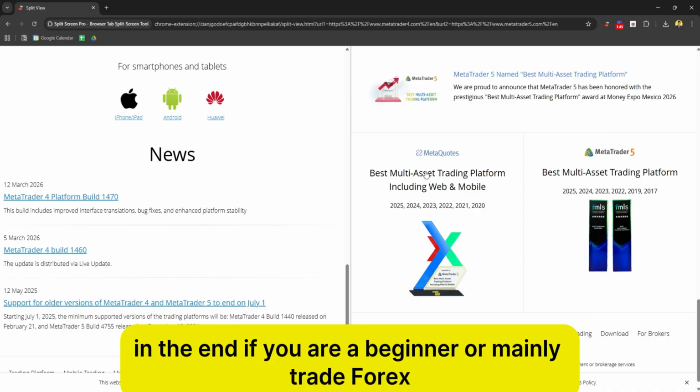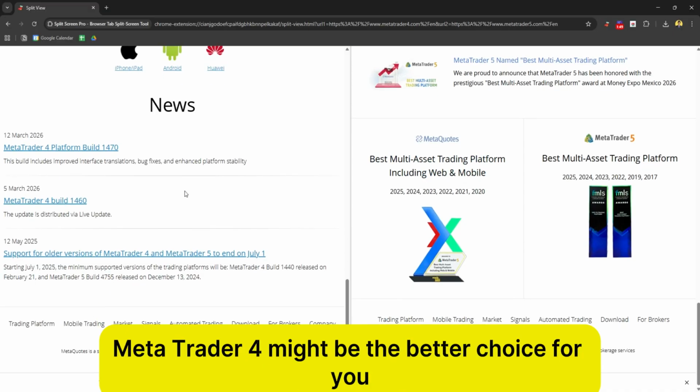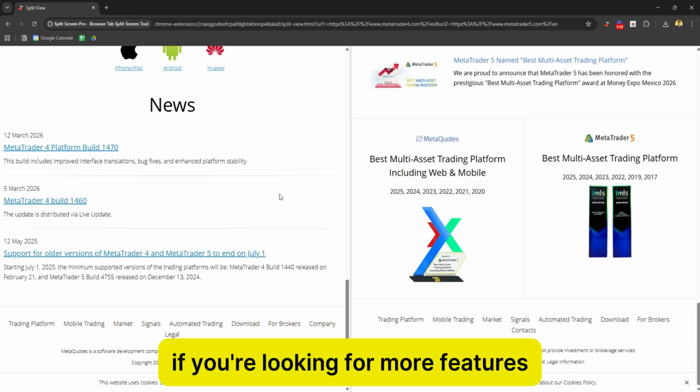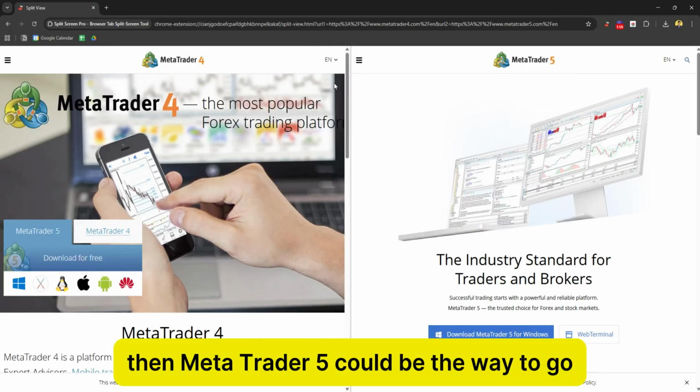In the end, if you are a beginner or mainly trade forex, MetaTrader 4 might be the better choice for you. If you're looking for more features and trade various assets, then MetaTrader 5 could be the way to go.